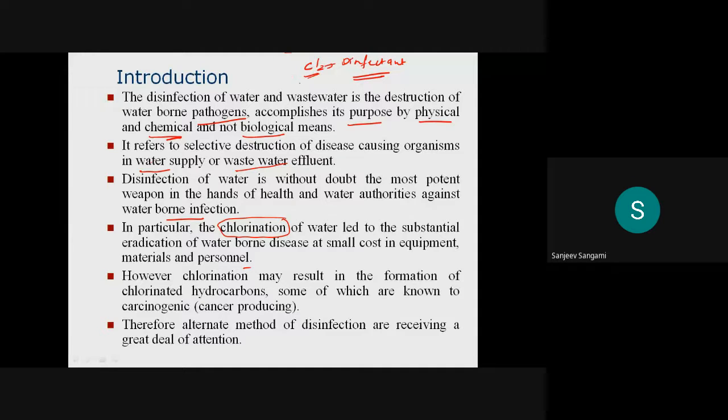Bleaching powder is nothing but, the formula of bleaching powder is CaOCl2. CaO is nothing but the unhydrated lime. So in that, Cl2 will be there. So in bleaching powder you have two components. One is CaO and one more is Cl2.